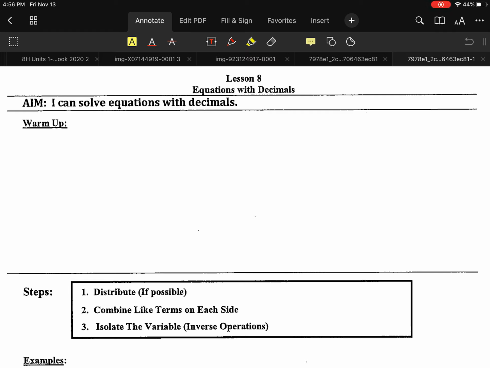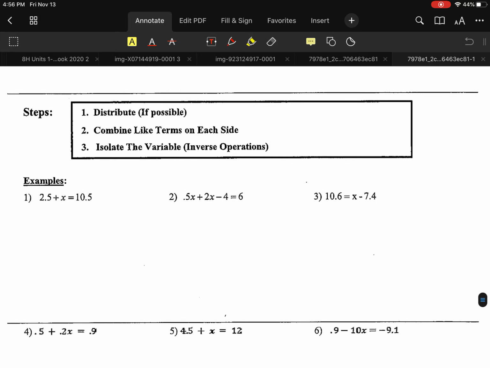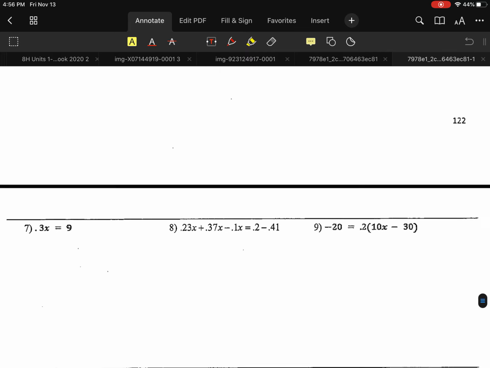Lesson 8, solving equations with decimals. So we're going to go through all of the steps that we've been working on, distributing, combining like terms, and then getting that variable alone and isolating it. But the only difference is instead of whole numbers and integers, we're going to be working through with decimals. So I hope you have your calculator handy.